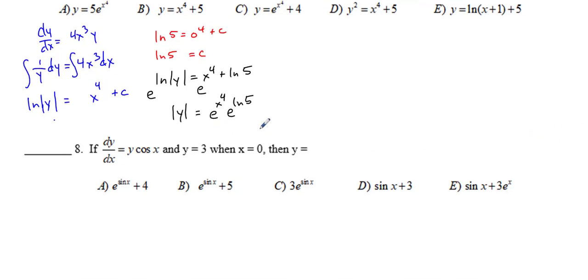Okay, let's go up here. Absolute value y, we'll take care of that in a minute. I'm going to leave a little bit of space here, e to the x to the 4th power. Now, what is e to the natural log of 5? Just 5. And guess what? We put that 5 out front now.